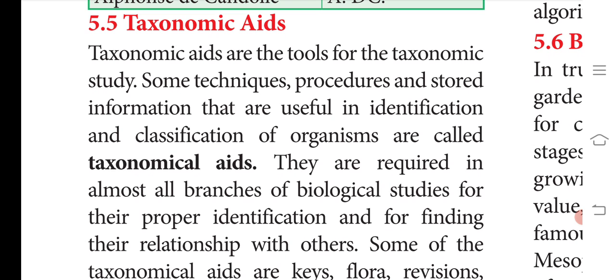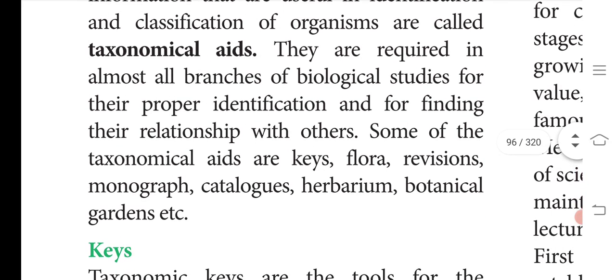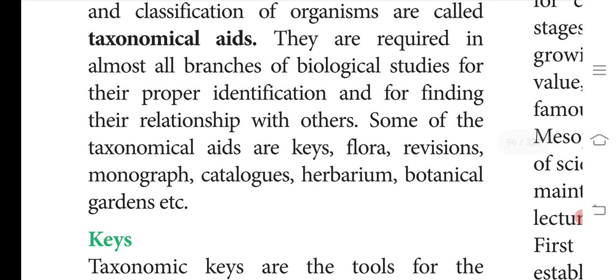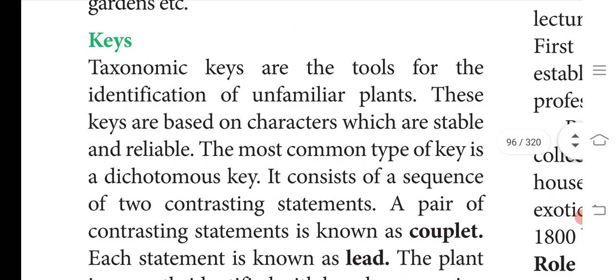Okay, then coming to taxonomic aids, it is a most important question. Taxonomy is the classification or grouping of organisms. It is done with the help of aids. They are required in almost all branches of biological studies for proper identification and for finding the relationship among them. Okay, so taxonomic keys are the tools. This is an important definition. Taxonomic keys are the tools for the identification of unfamiliar plants.